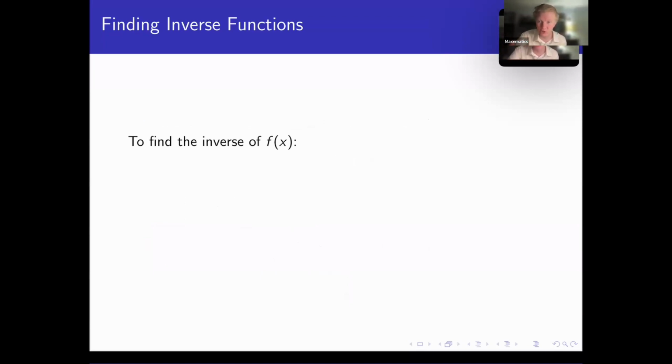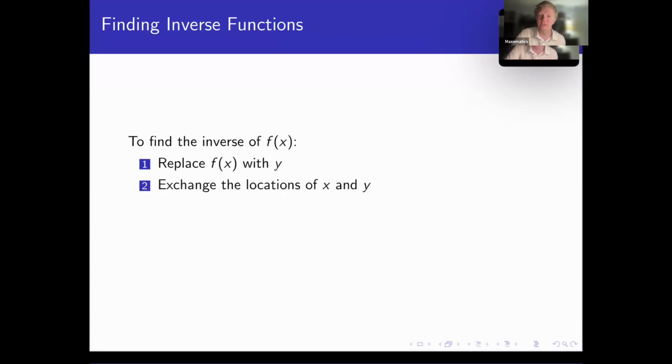Step 1, you're given f of x. Change f of x to y. You'll see why we do that in just a moment, because working with f of x can be kind of complicated for no reason. However, we know that f of x and y are the same thing, so it doesn't hurt us at all to replace f of x with y.